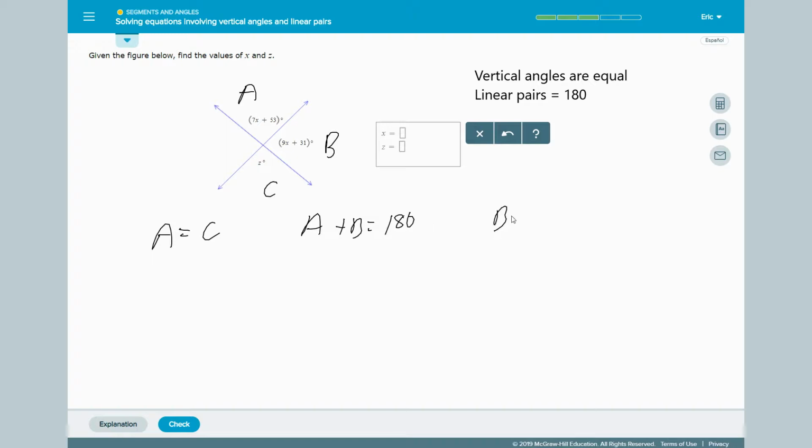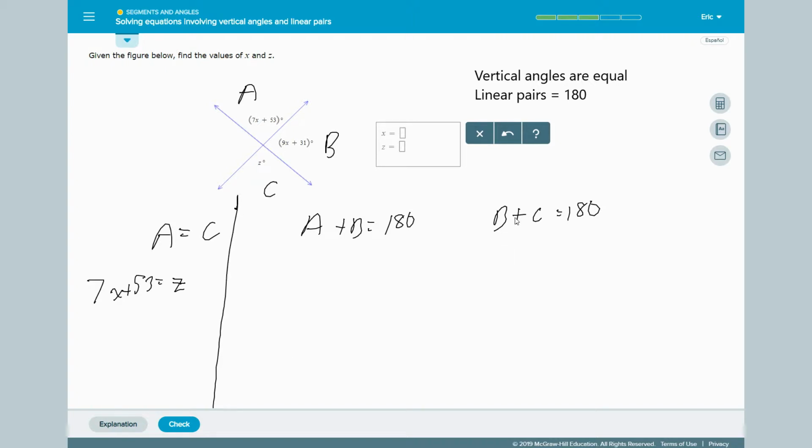And I know that B and C are also linear pairs. Now I have two different variables, x and z. So if I started with this one, 7x plus 53 equals z. I'm stuck. I have an x, I have a z, I don't know what either one is, I can't do anything with it, so I'm going to save that for later.